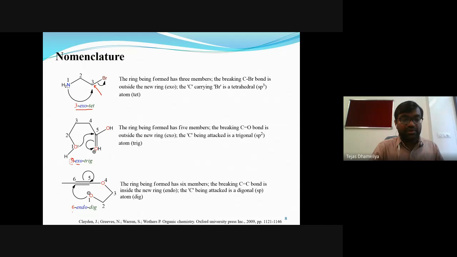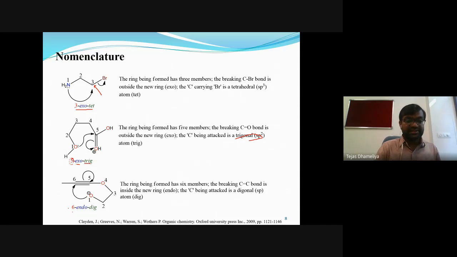Okay. Why is it called trig? It is called trig because the carbon here is the carbonyl carbon, a doubly bonded carbon. Doubly bonded carbon will have sp2 hybridization, or we can call it a trigonal carbon, having a 120-degree bond angle. That's why this name is 5-exo trig. Okay? So this cyclization is called 5-exo trig.